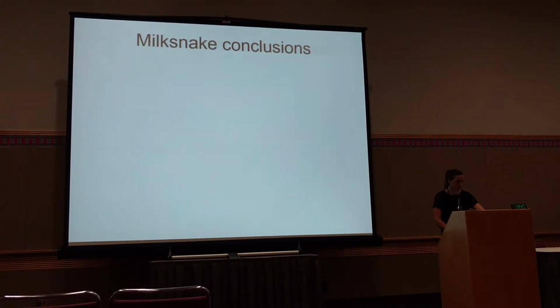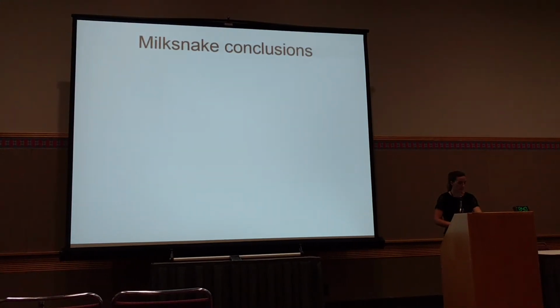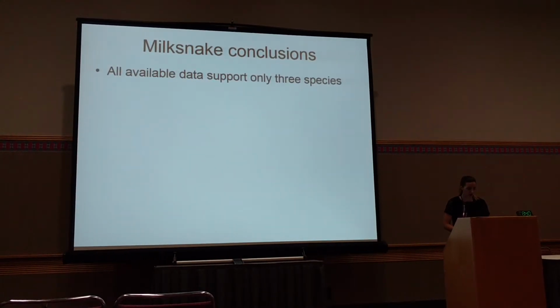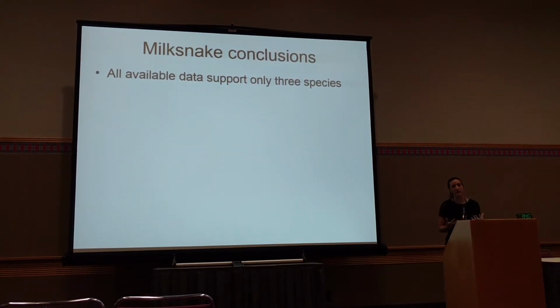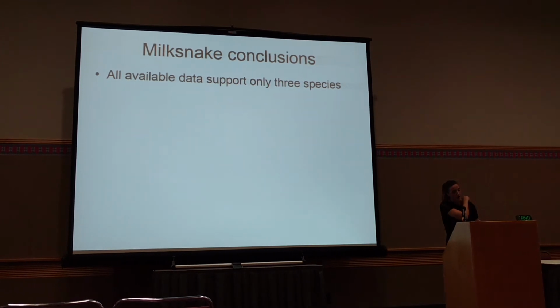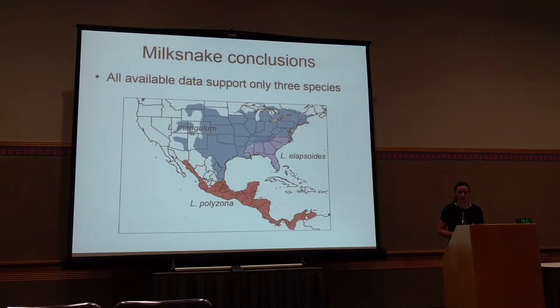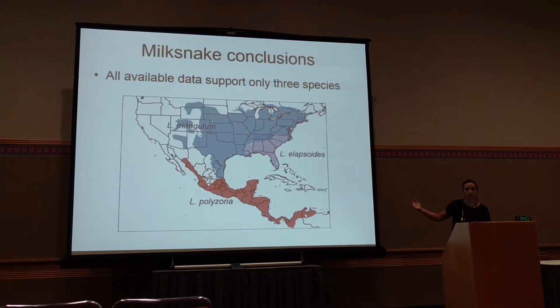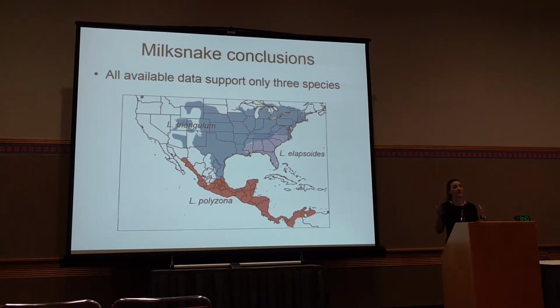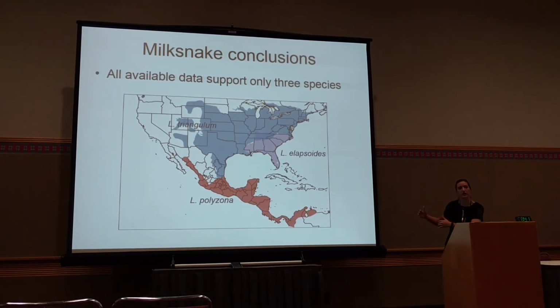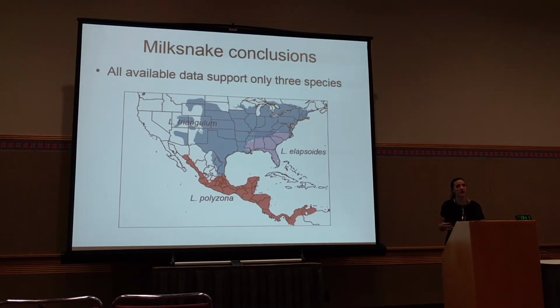So overall conclusions about milksnakes. First of all, the available data really do support only 3 species, and I wasn't able to present the other data, morphology, life history, and behavior, but I can talk to whoever after. So we really do find support for triangulum, lapsoides, and polyzona, at least given the existing data. Without further sampling, especially at the contact zones between the purported lineages, it's hard to tell.